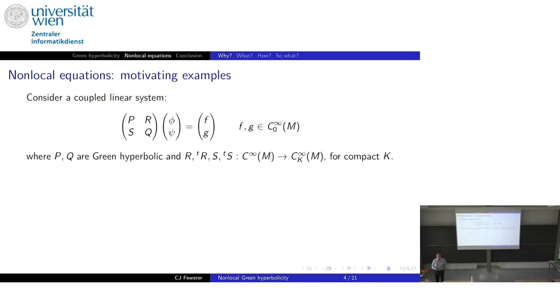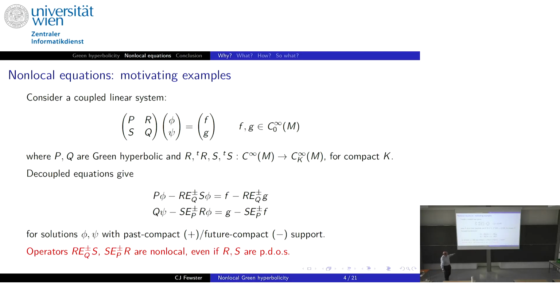But another thing you might do is say, well, normally what I do when I have a system of two equations is I try to decouple them. So let's see what happens if you decouple them. And you can. So this is the decoupled system. Notice we have an equation for phi only here and some modified source.